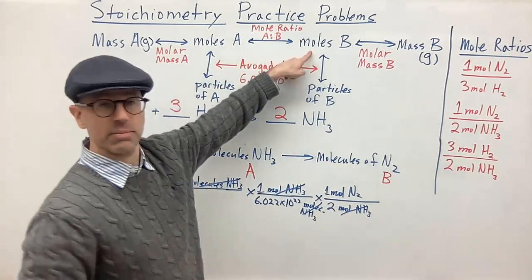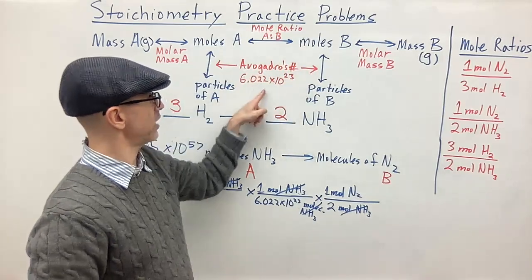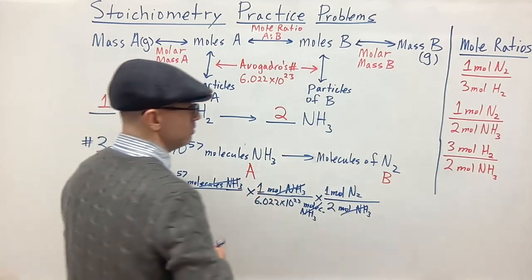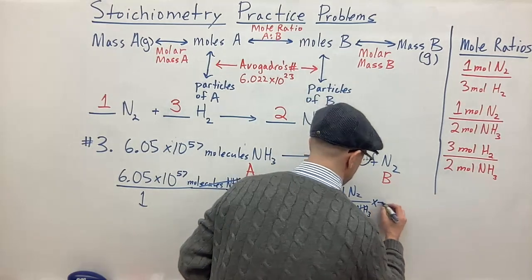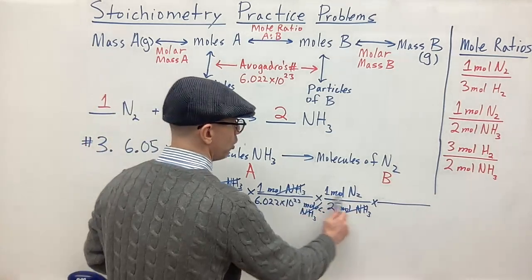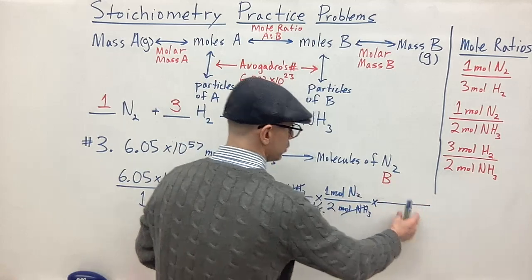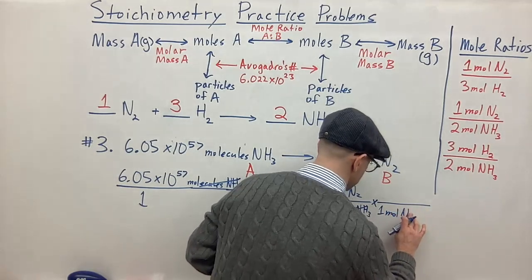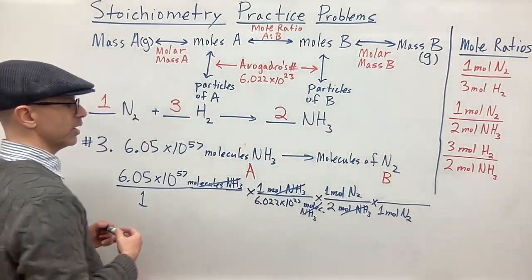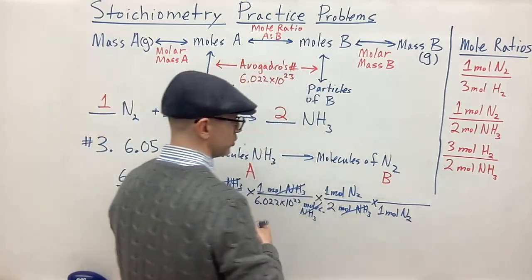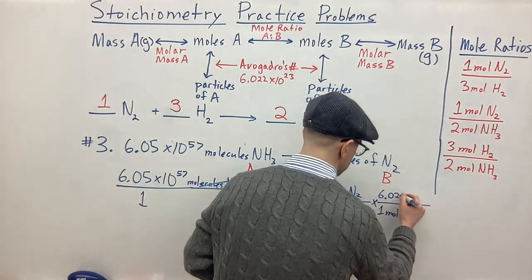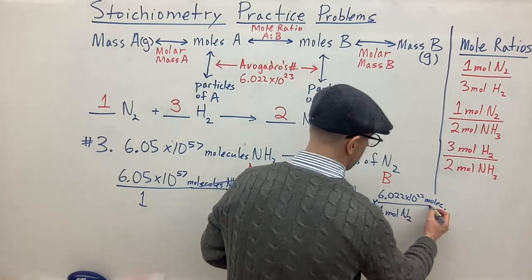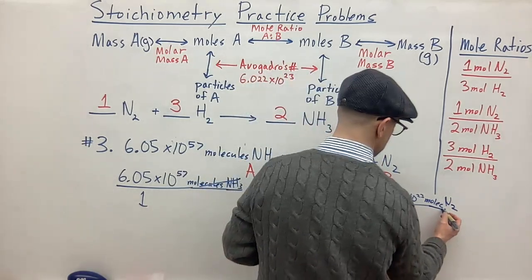So now I'm here in my roadmap. Now I need to get to here. So I'm going to use Avogadro's number again. This time I'm converting moles into molecules. So I'm going to use the same conversion, but I'm going to flip it. Since I have moles of N2 on the top, I want moles of N2 on the bottom. So 1 mole of N2 on the bottom, and Avogadro's number, 6.022 times 10 to the 23rd, on top. And this is again going to be molecules of N2.